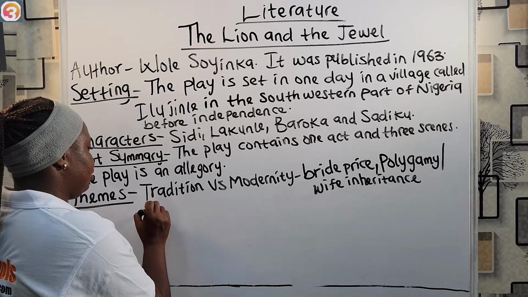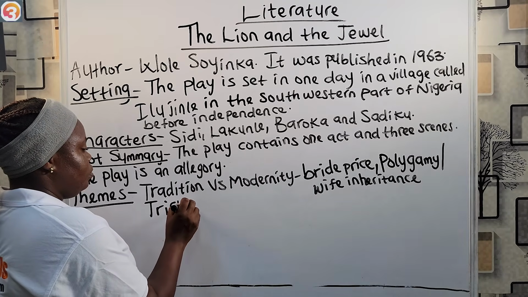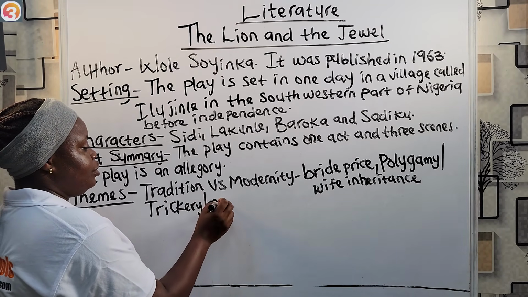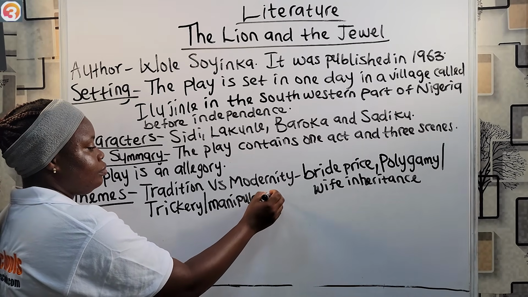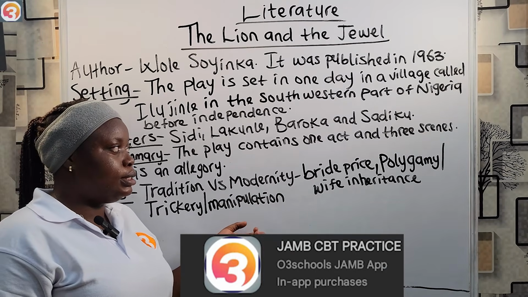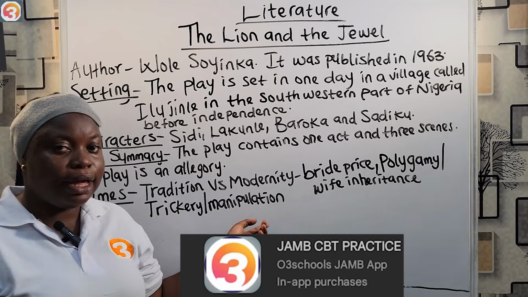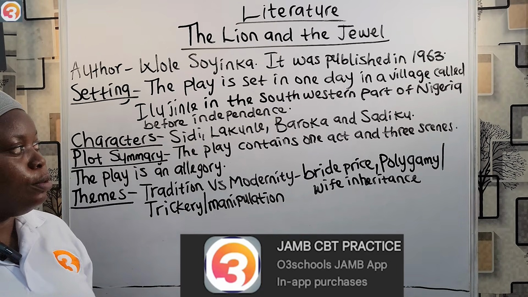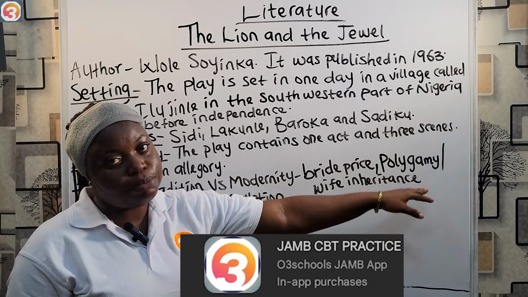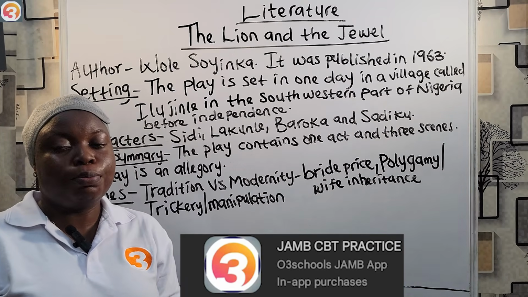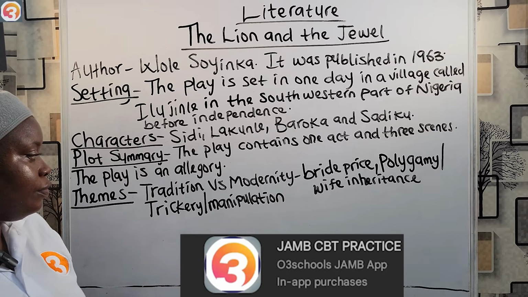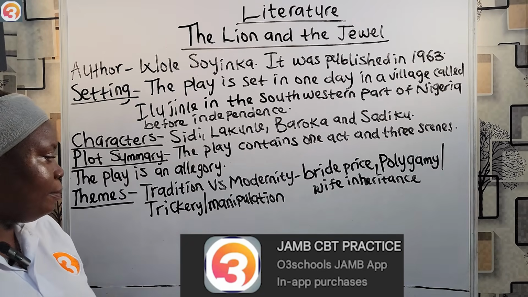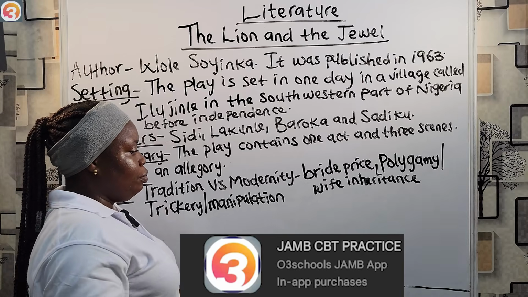There's also the theme of trickery or manipulation. Baraka tricked Sidi, or we say he manipulated her into believing that he was impotent. He knew Sadiku would not keep the secret. Hence, he told her and even implored her not to tell anyone, knowing fully well that she would divulge the secret and Sidi will fall for the trap.